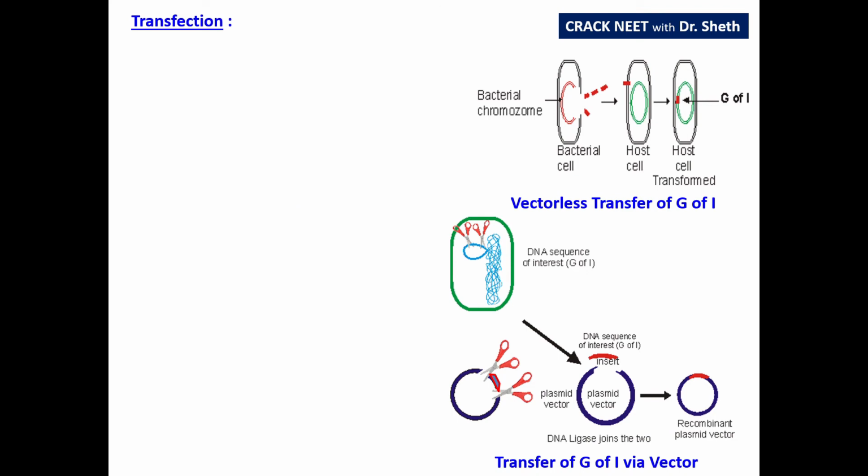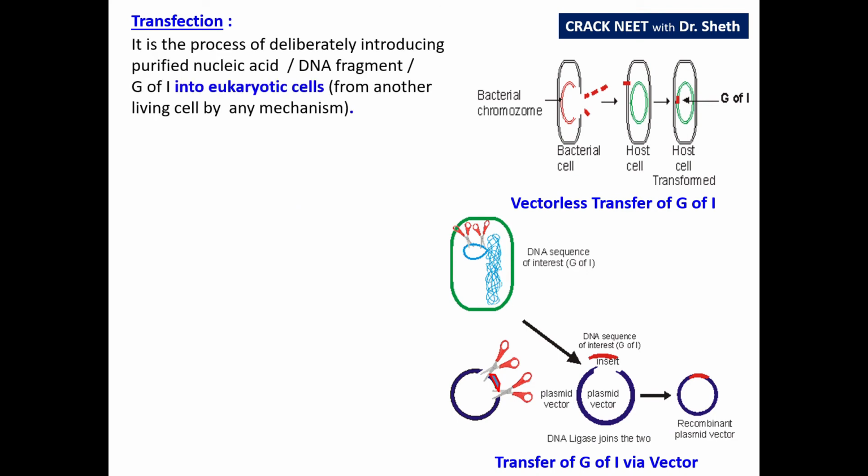What is transfection? It is a process of deliberately introducing purified nucleic acid or DNA fragments or the gene of interest into eukaryotic cells from another living cell by any mechanism. There are multiple mechanisms which can be used. But what is important, when you use the word transfection, it refers to modifying eukaryotic cells. Okay, so I'll repeat. It is the process of deliberately introducing purified nucleic acid DNA fragment or the gene of interest into eukaryotic cells from another living cell by different mechanisms.